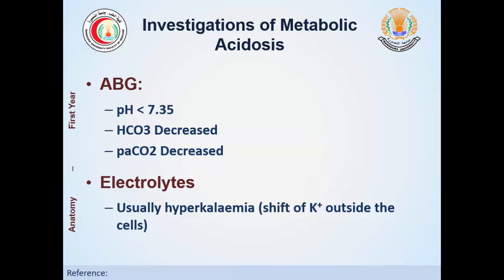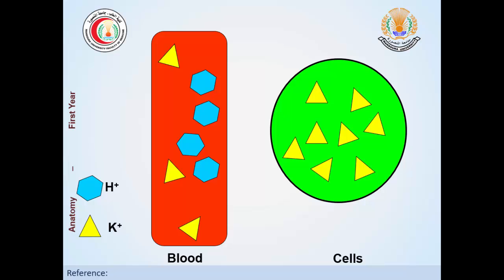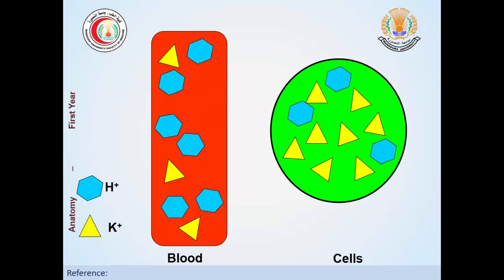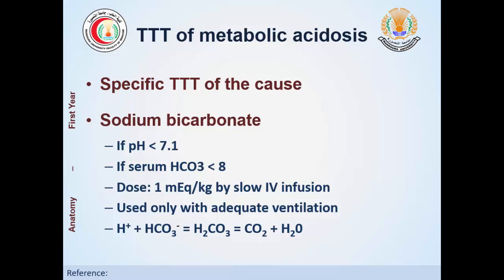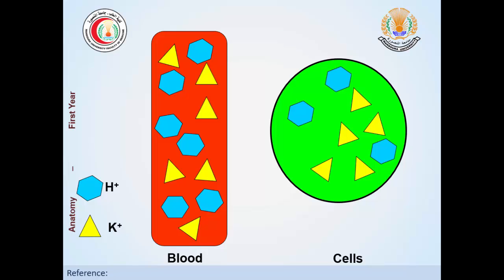ليه بيبقى فيه hyperkalemia؟ لأن بيبقى فيه shift of potassium ions outside the cells. بيكون في exchange of potassium ions with hydrogen ions. يعني البوتاسيوم بيسيب السيلز وبيروح للبلد، والبلد الهيدروجين بيسيبه ويروح للسيلز. يعني بيحصل exchange between potassium and hydrogen بحيث ان البوتاسيوم يخرج البلد وبالتالي هيعمل hyperkalemia in case of metabolic acidosis.